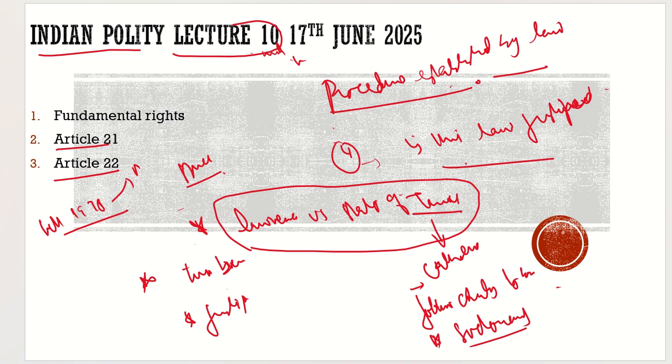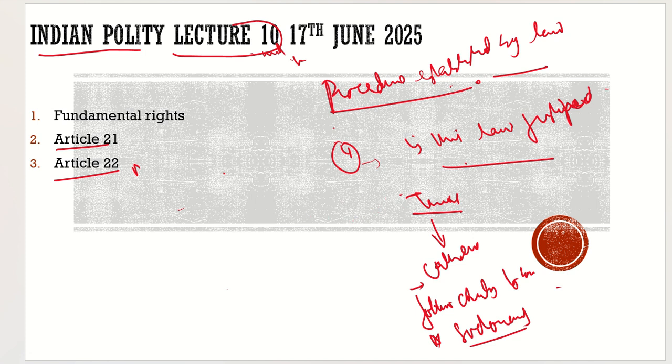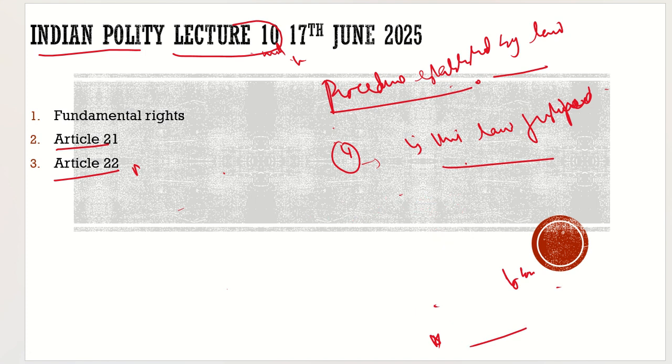Now let's see how we shifted from procedure established by law to due process of law. Let's try to discuss that. Let's try to map that out, how we shifted from procedure established by law to the due process of law. Let's try to understand that through the judicial verdicts.